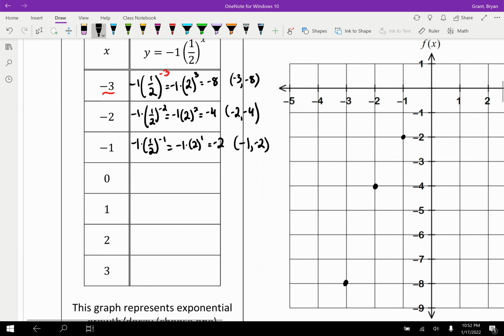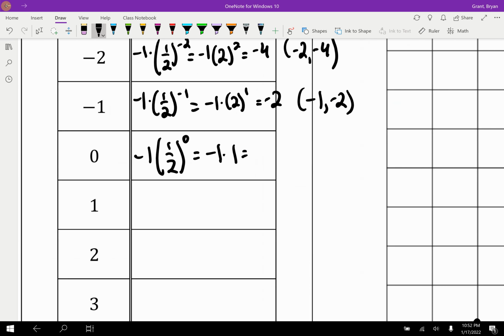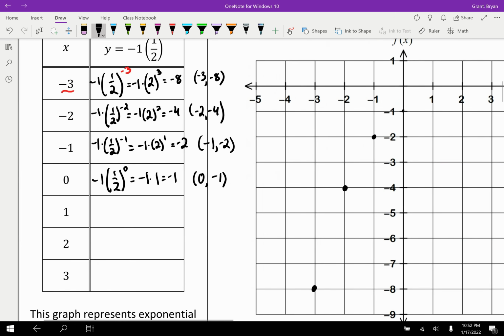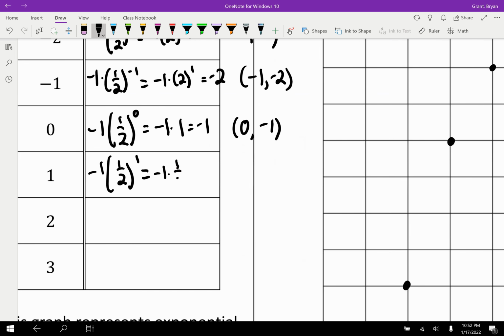Let's continue. When we use 0, it becomes negative 1 times 1/2 to the 0th, but anything to the 0th power is just 1. So that leaves us with negative 1 here, the point 0, negative 1. Actually the same y-intercept as the last equation, but certainly a different graph. I mean, the points are in completely different spots. Negative 1 times 1/2 to the first. Well, anything to the first power is just itself, so the negative version of 1/2 is negative 1/2.